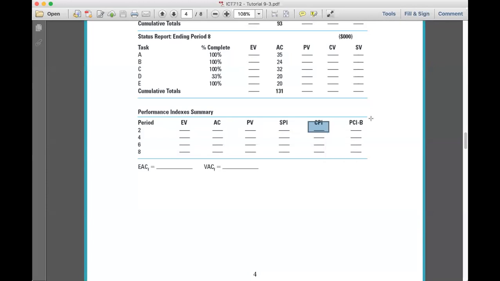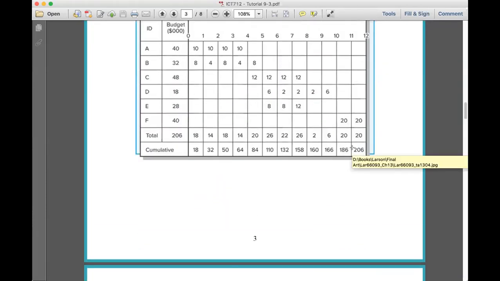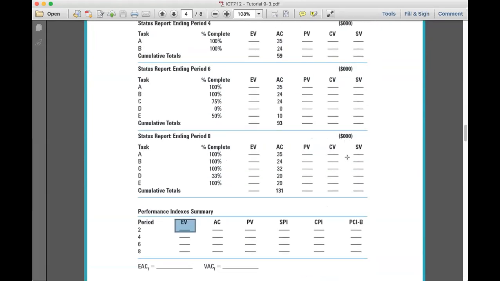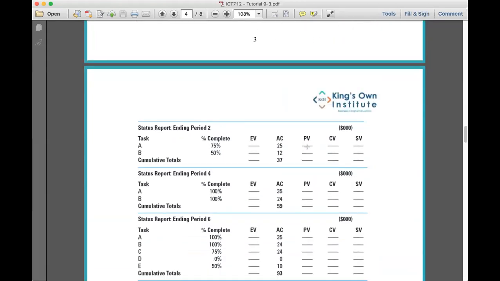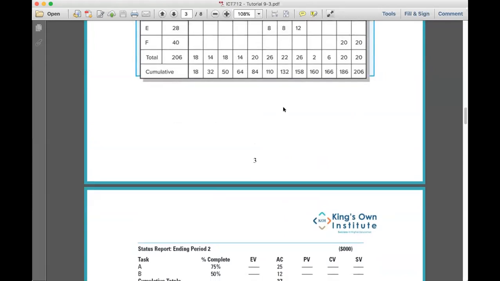What do I get as CPI? 1.24. And PCIB is earned value divided by BAC. We know that earned value is 46. We know that BAC is 206. So 46 divided by 206, what do I get? 0.22. Which means I've spent 22% of the budget of my project.